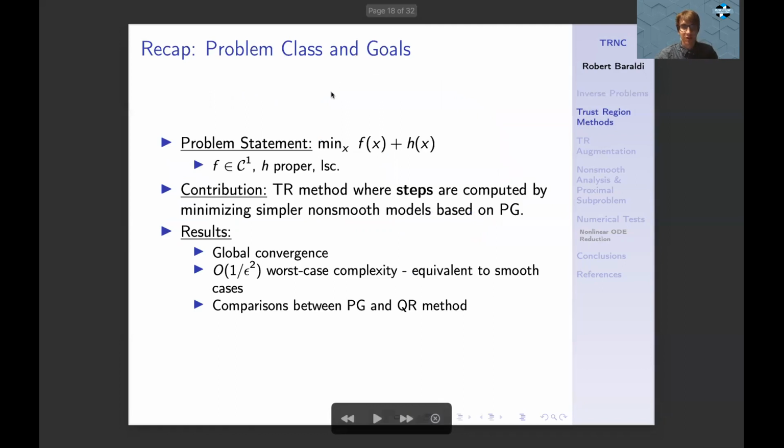To recap, the problem statement is that we're minimizing some continuously differentiable f of x plus some regularization term h, and the contribution is that we created a trust region method where steps are computed by minimizing simpler non-smooth models based on proximal gradient descent. The results are pretty interesting because we still get global convergence. We still get worst case complexity of 1 over epsilon squared, which is equivalent to smooth cases. And we get some interesting comparisons between proximal gradient and quadratic regularization as well.